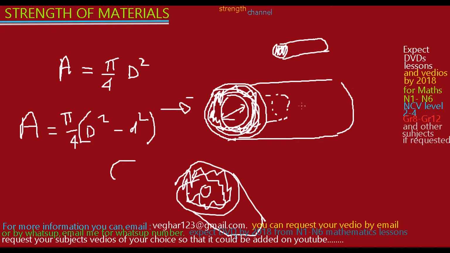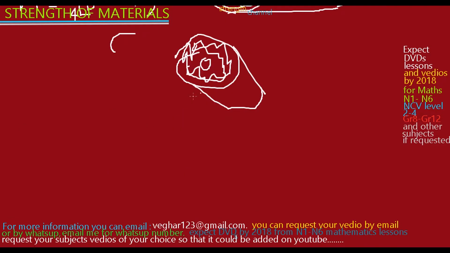So when you calculate something like this and you have a hole, you have to calculate the area excluding the hole. To do that, you have to subtract the inner diameter from the outer diameter. Then you'll get your area, and then you calculate the stress. Stress is force over area. So we'll use this formula.